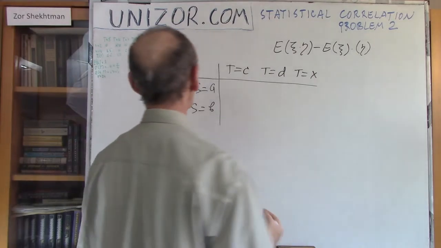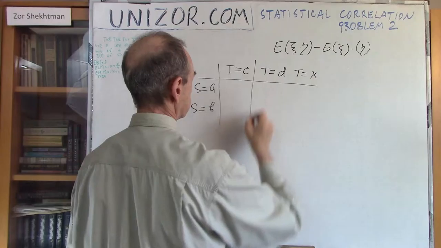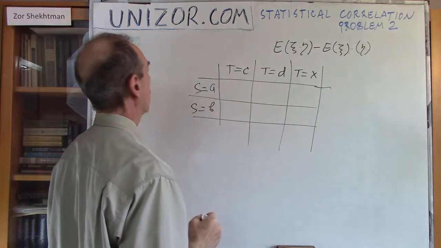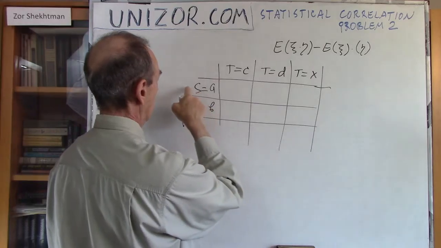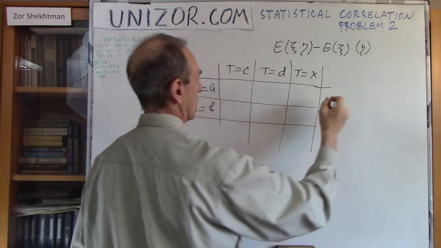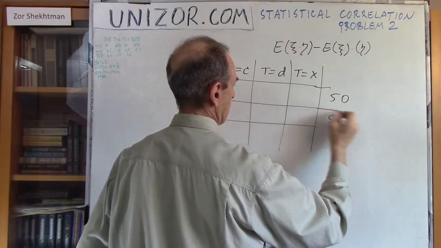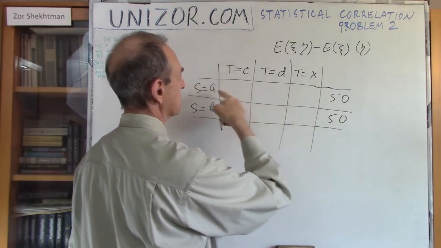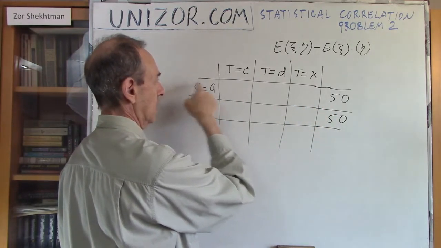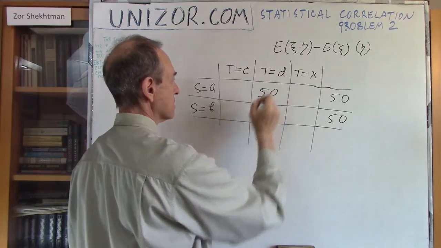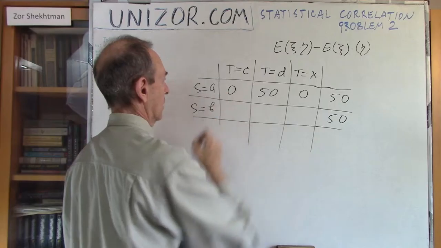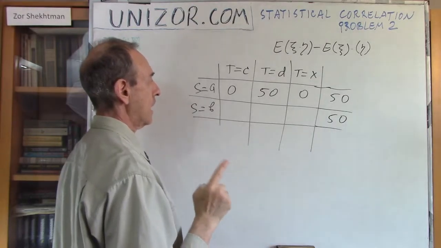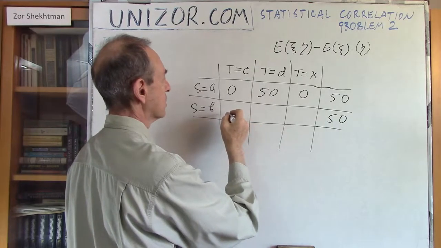Now, I made 100 experiments, and as a result, what I have found was the following. S was equal to A and S was equal to B in 50 cases out of 100 each. Among these 50 cases, when my S equals A, T always was equal to D. So all 50 cases were here, and this is zero. However, if my random variable S took value B, then my values have been distributed among this.